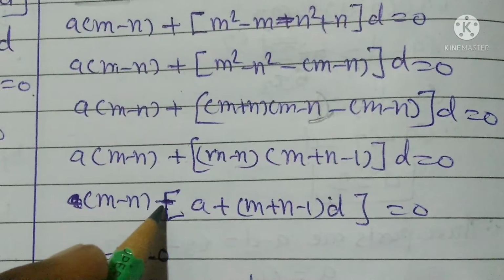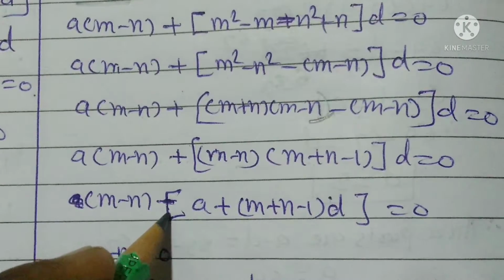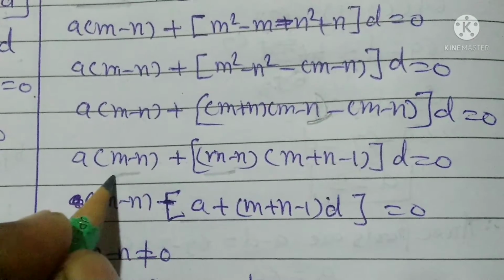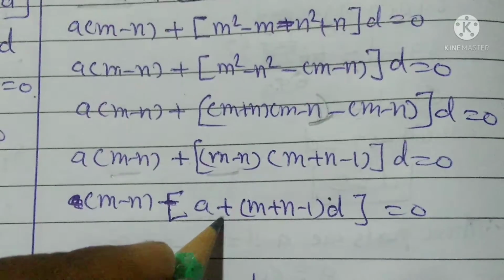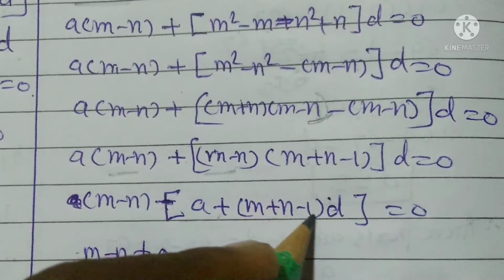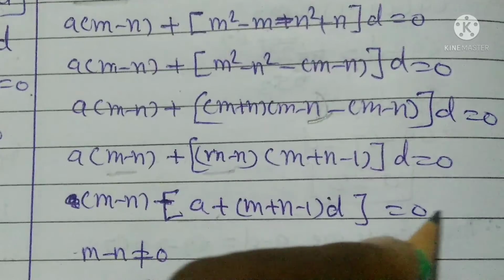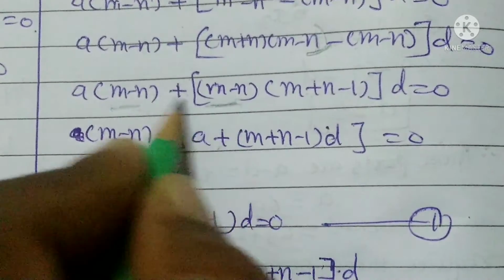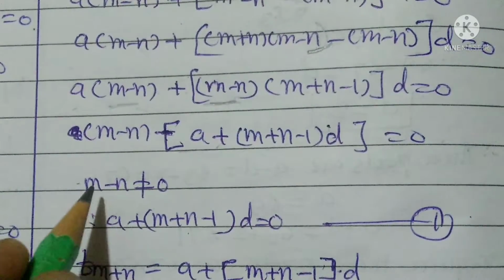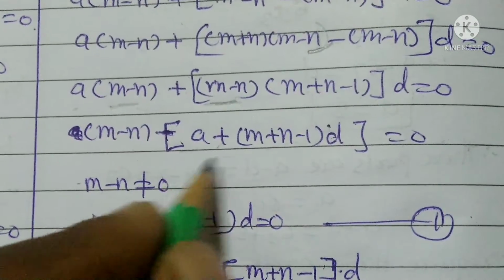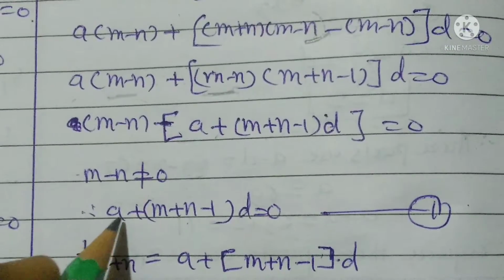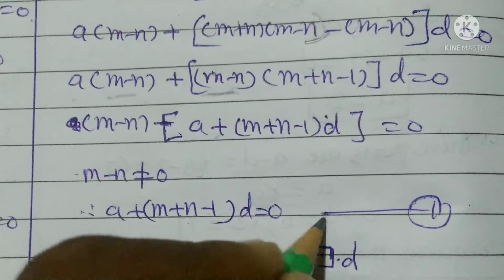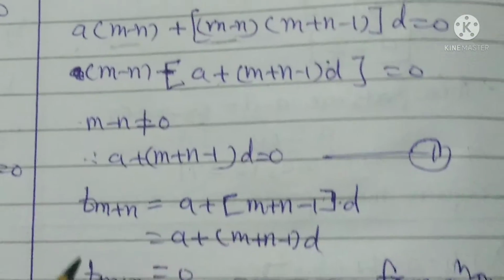So m minus n is common here: (m minus n) times (a plus (m plus n minus 1) into d) equals 0. Take the common m minus n. So m minus n is not equal to 0 because m is not equal to n. So a plus (m plus n minus 1) d equals 0, equation number 1.